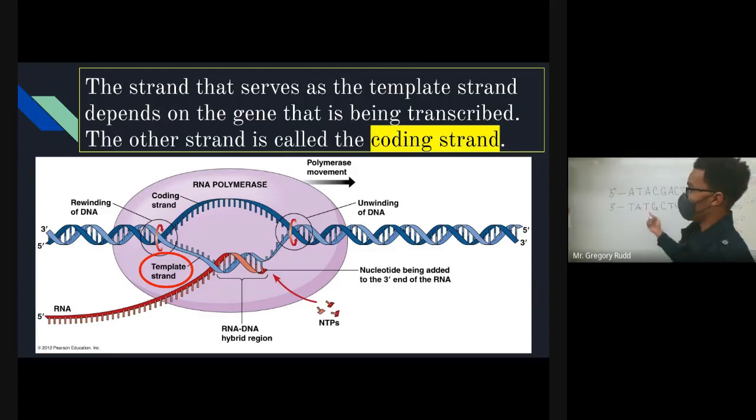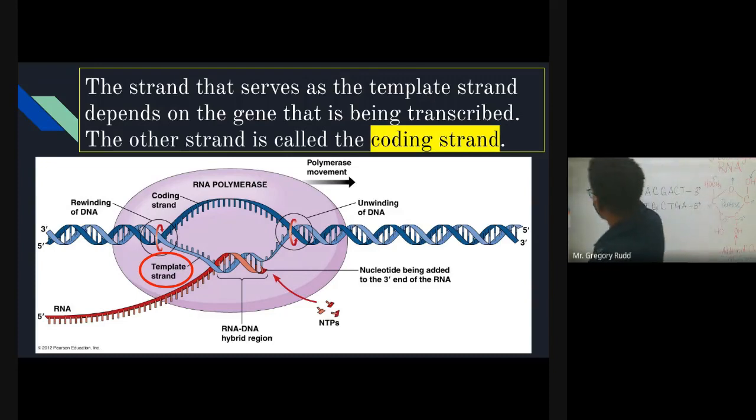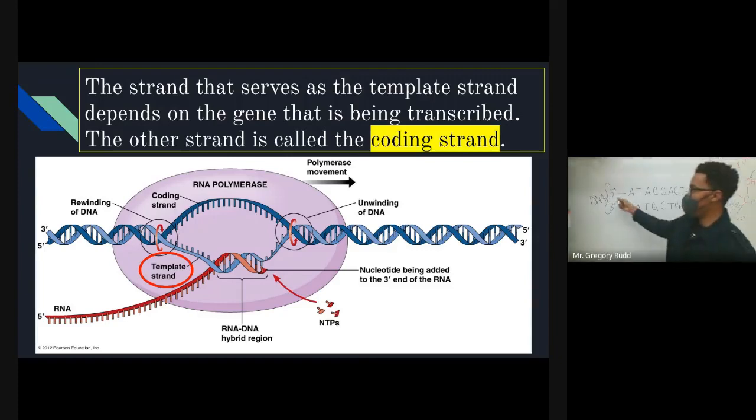Let's say we've got a strand of DNA that looks like this. It's obviously a molecule of DNA. It's got two strands, and they're anti-parallel, so the 5' of one is next to the 3' of the other. We've gone over this.